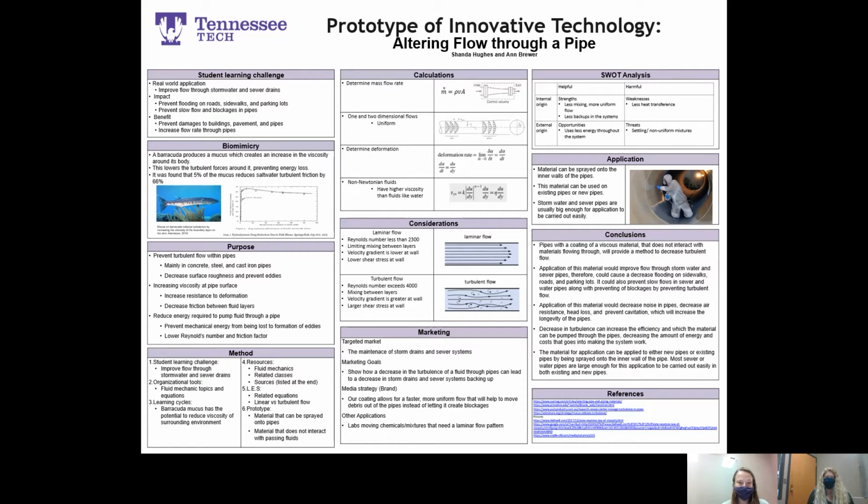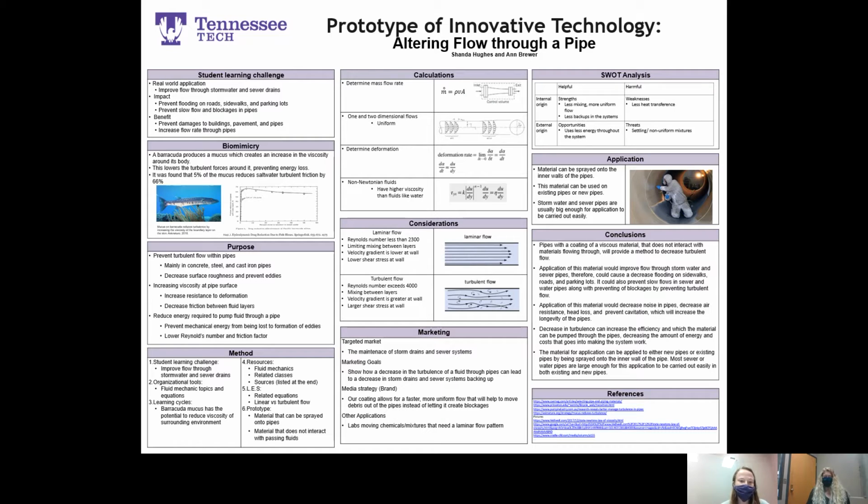So our goal is to decrease the turbulent flow while increasing viscosity as a way of lowering friction and reducing the energy needed to move the fluid, by having less energy used throughout the system. So for our method, we utilize the Renaissance boundary model.